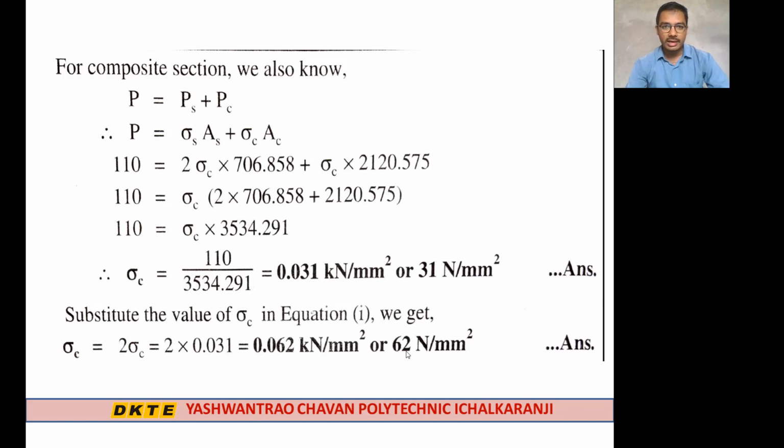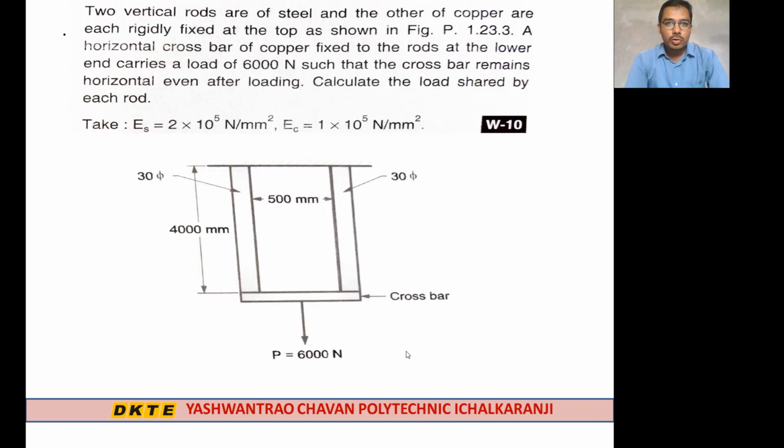Again we will solve the second problem. Two vertical rods, one of steel and the other of copper, are each rigidly fixed at the top as shown in the figure. A horizontal crossbar of copper is fixed to the rods at the lower ends and carries a load of 6000 Newton, such that the crossbar remains horizontal even after loading. Calculate the load shared by each rod.